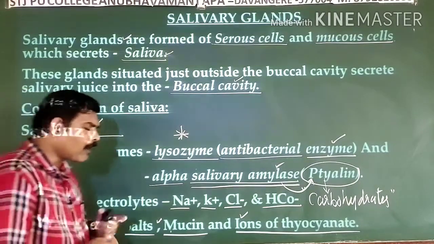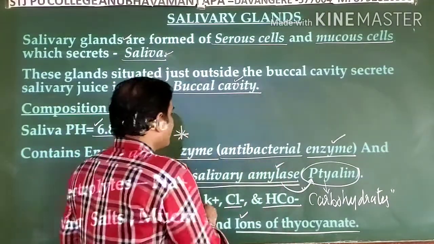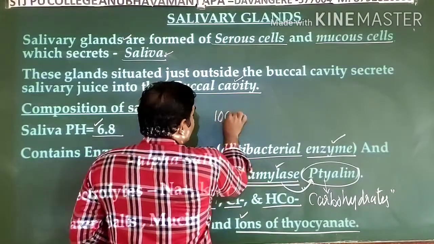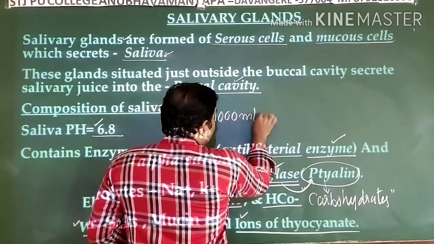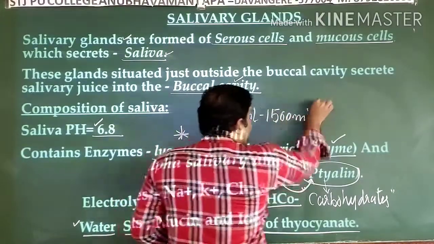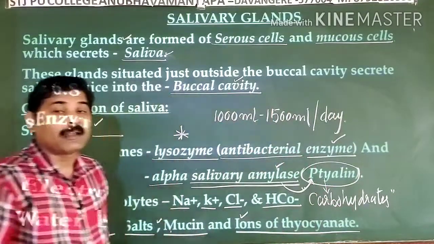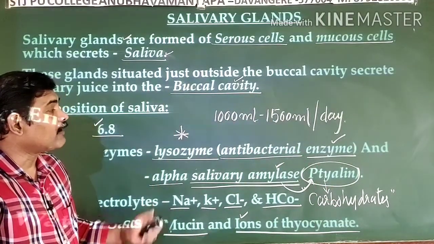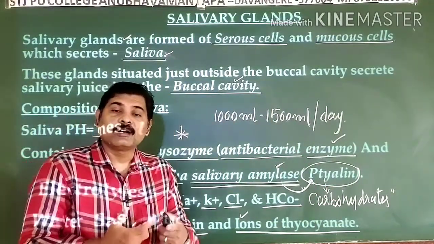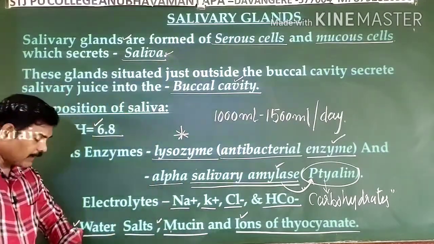When you see the saliva, how much does it secrete in your mouth per day? This is one more important thing. Near about 1000 milliliters to 1500 milliliters of saliva will be produced in a single day. Per day, this amount of saliva will be released into your mouth. This is all about your salivary glands.